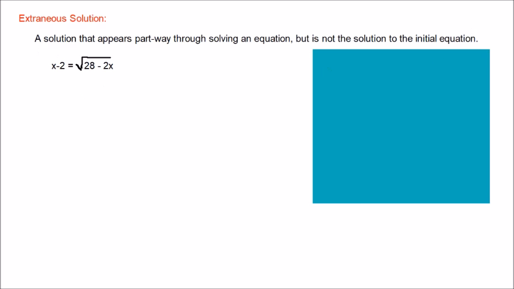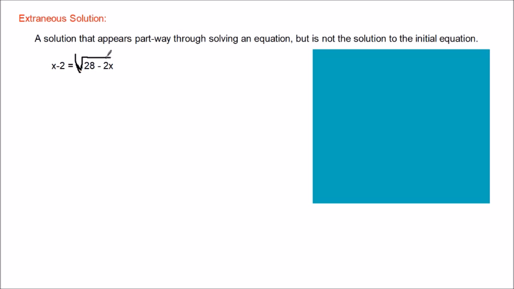Okay, next. This is called an extraneous solution. An extraneous solution is a solution that appears halfway through solving the equation, but is not the solution to the full equation because of complications like the quadratic formula, domain and range, imaginary numbers, and those types of things. So a solution that appears halfway through solving an equation is not a solution to the initial equation.